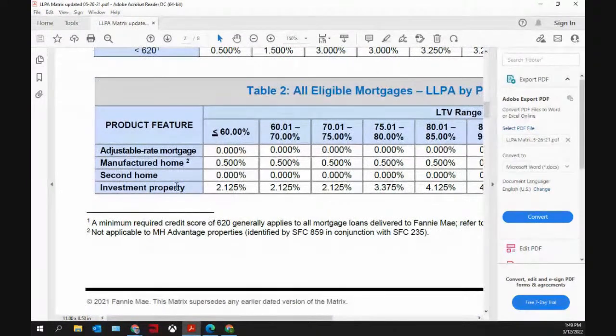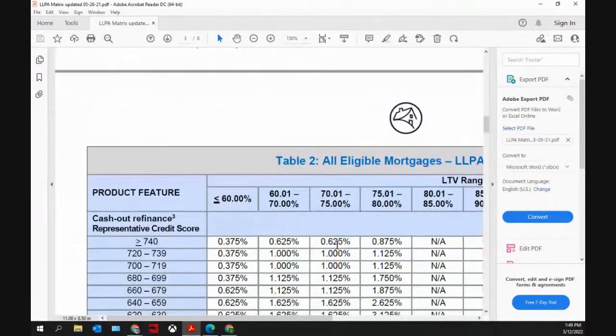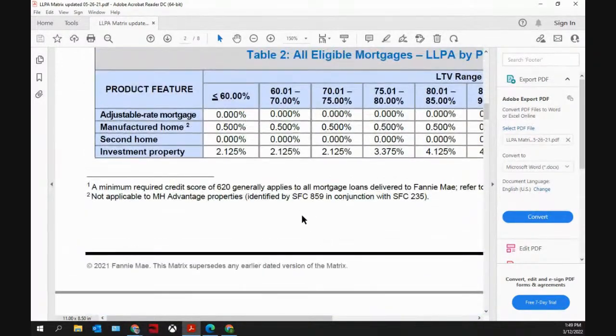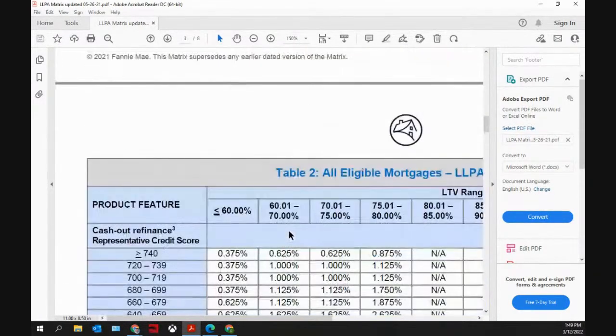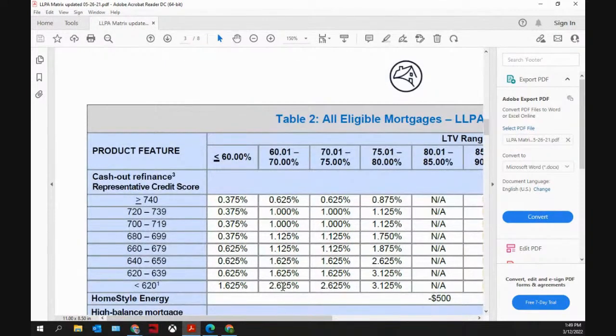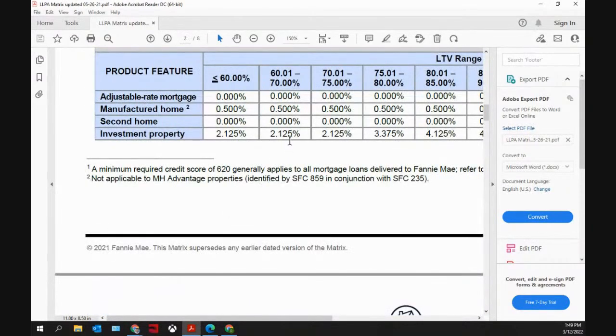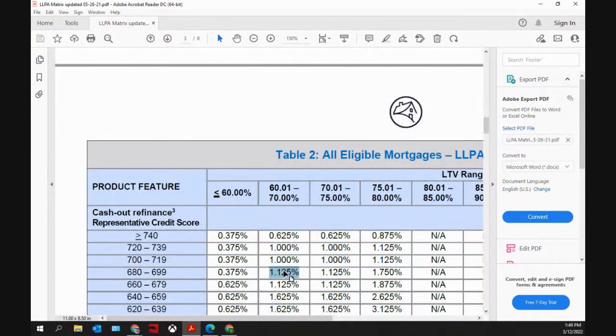Let's go through here and say, okay, I have an investment property right here, and I'm going to go to 75 loan to value right here. So I have a 2.125 factor. All right. But is that it? Well, no. What did we say? We have a 70% loan to value. So now we go down here. What's your credit score? Well, my credit score is 680. So at a 680, I have a 1.125. So now we have to add the 2 1/8 plus the 1.125.